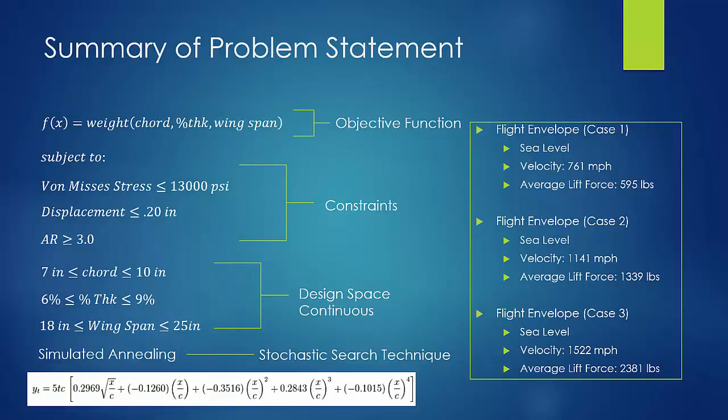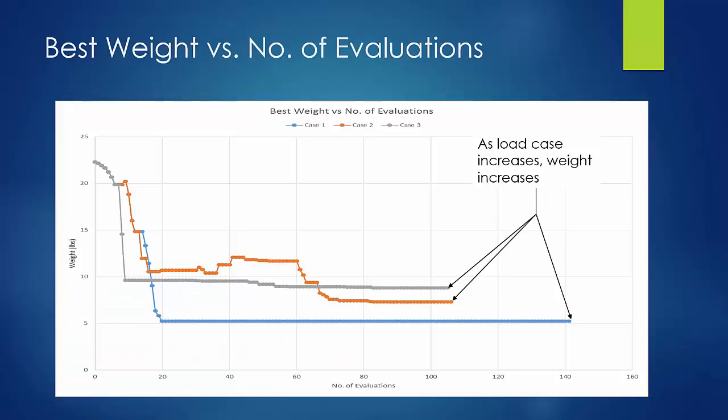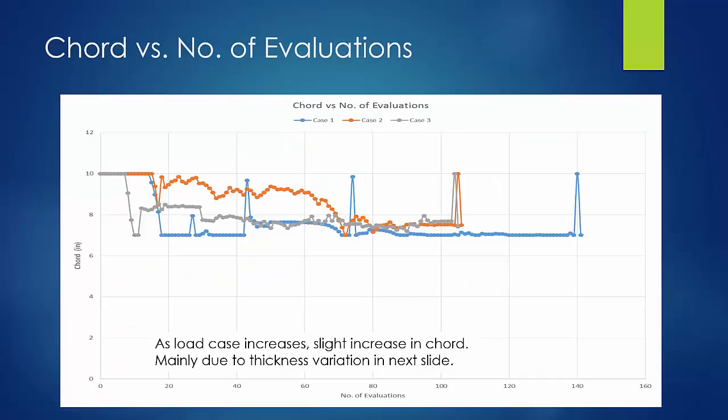Our search technique is simulated annealing, which is a stochastic search technique. Our flight envelopes will be three cases you can see on the screen. These will be the three variables that we applied to the wing to generate our optimization problem to generate the best result. From the best results, you can see the best from the different cases. You can see the weight increase per each case, and this is not abnormal. This is what is expected.